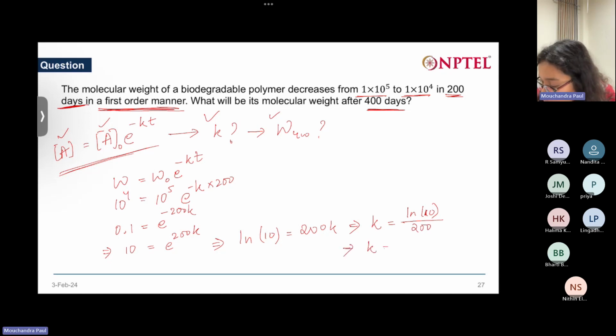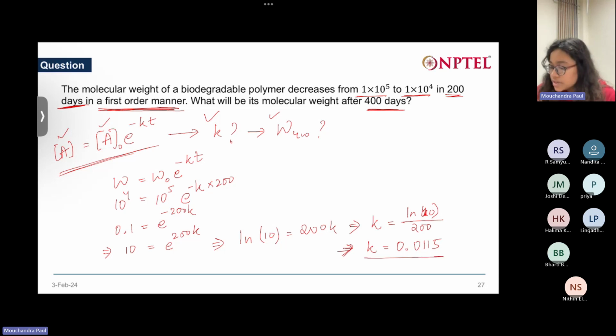So what is the value of K you are getting? Anyone? 0.0115. Others, do you support her answer, or are you getting a different answer? 0.0115, ma'am. Okay, same answer. Great. So others also should get this particular rate constant.